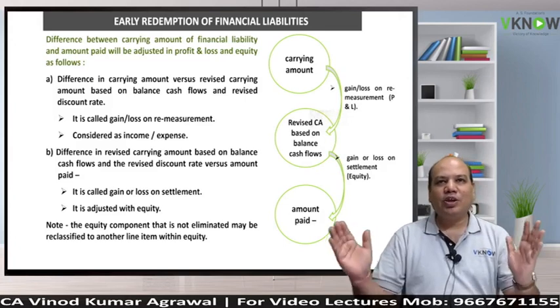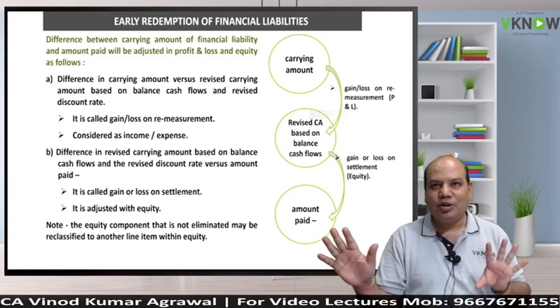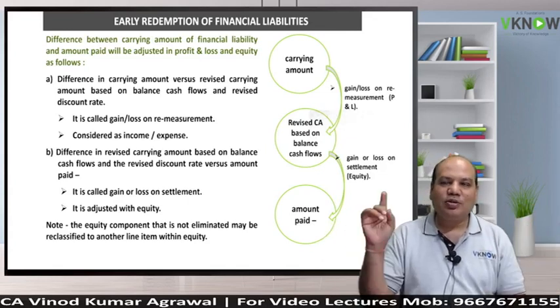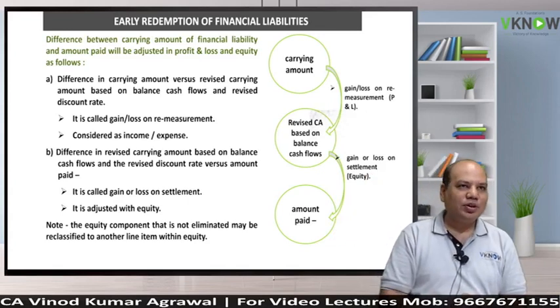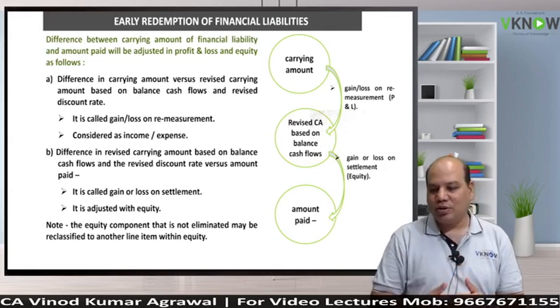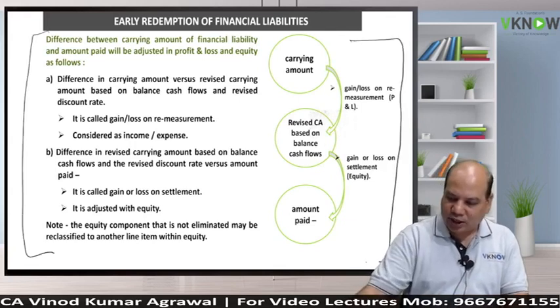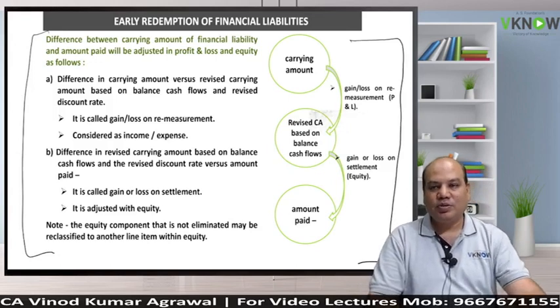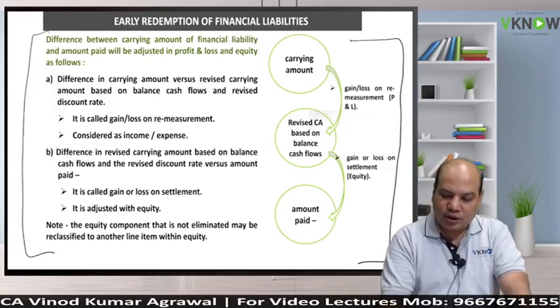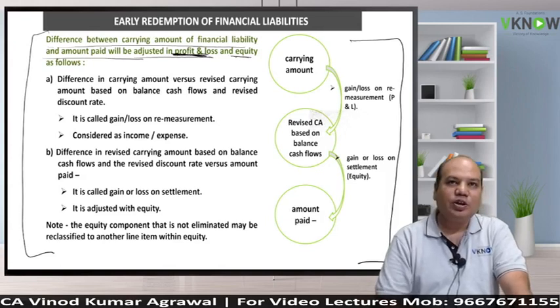So the issue is gain or loss will be apportioned between liability, equity. Liability part goes to P&L account, equity part is adjusted in equity. So I will tell you how to bifurcate that gain or loss between the debt and equity. Okay. So keep reading here and keep looking at this diagram which I have designed for understanding purpose. Difference between carrying amount of financial liability and amount paid will be adjusted in P&L account and equity, and that is where the complication lies.